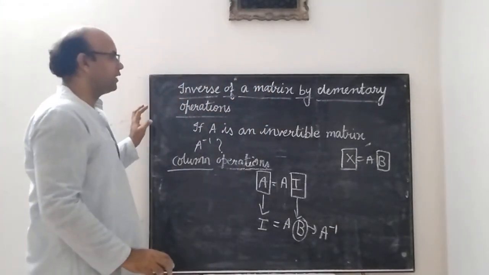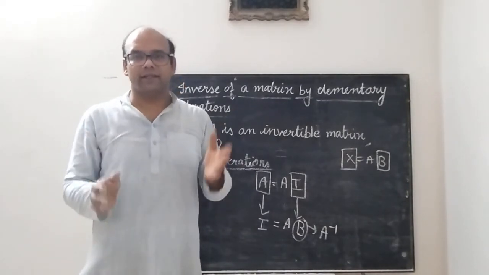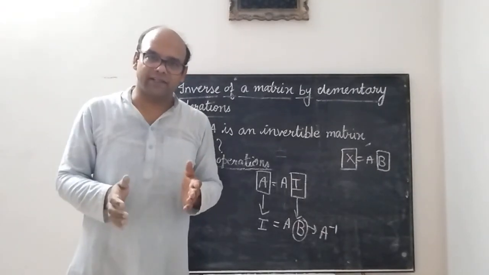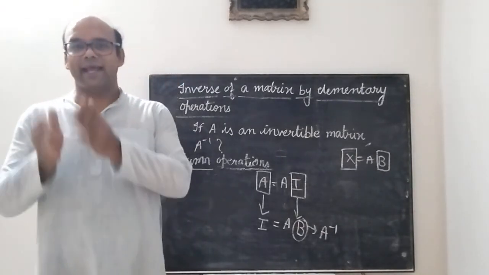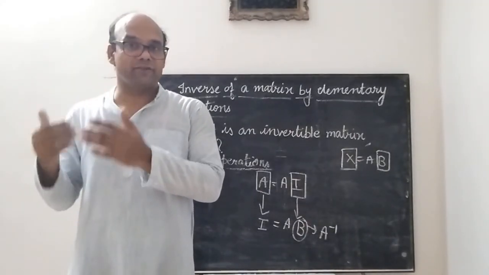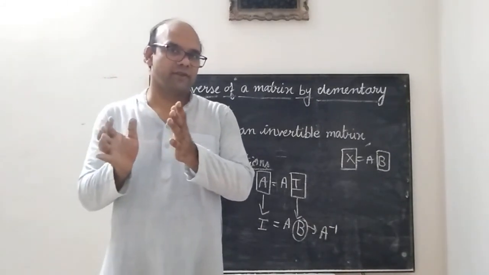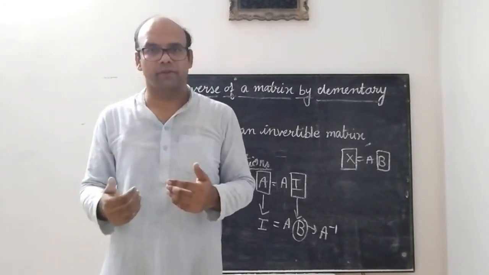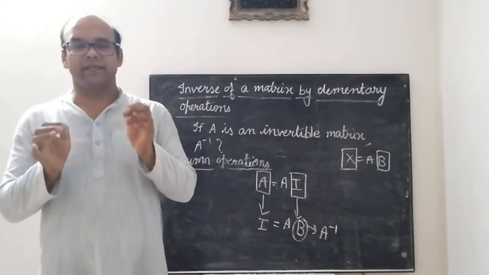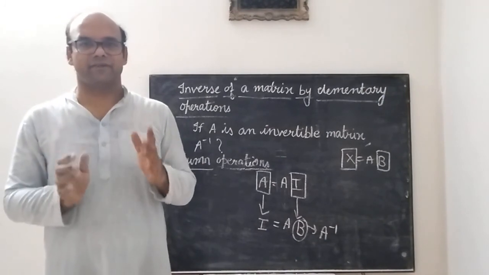Again, one thing which has to be kept in mind: while doing the column operations, if at any stage you find that all the elements of any particular column are 0, then you have to stop over there. Just mention that the inverse does not exist for the given matrix.